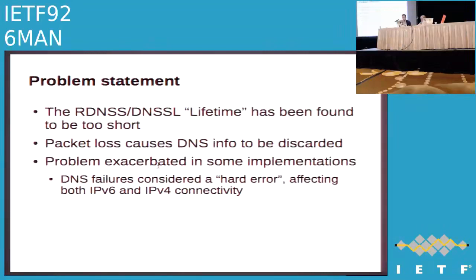So the problem is that in some network scenarios, the router advertisement messages are dropped. And this means that essentially the DNS information times out. Now this problem is exacerbated because there are some implementations that, first of all, consider this to be a hard failure. And then they also tie the V6 connectivity with the V4 connectivity, and that means they bring the link completely down. So if you find this problem on V6, then it also affects the V4 connectivity.